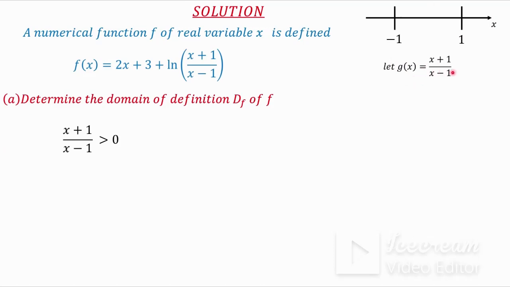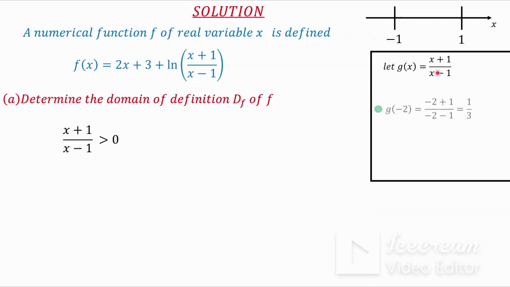If it is positive, then that interval contains the values of x which satisfy this inequality. So in the first place, let us take the interval negative infinity, -1. Let's say for example -2. If we do g of -2, what are we going to obtain? Everywhere we see x will be replaced with -2.